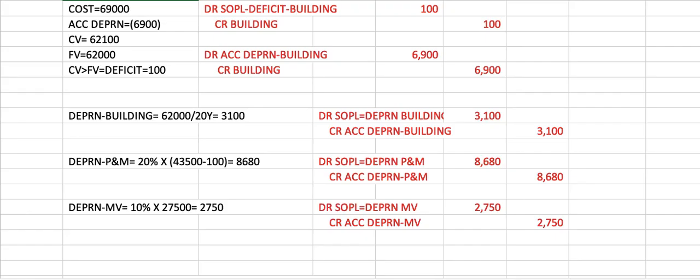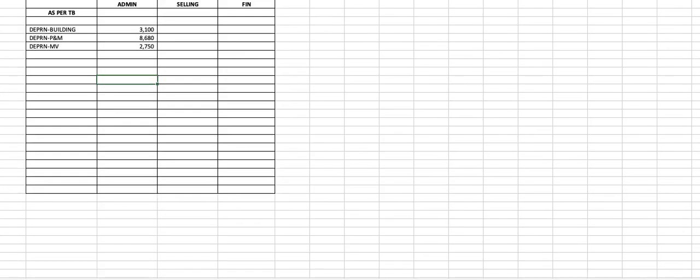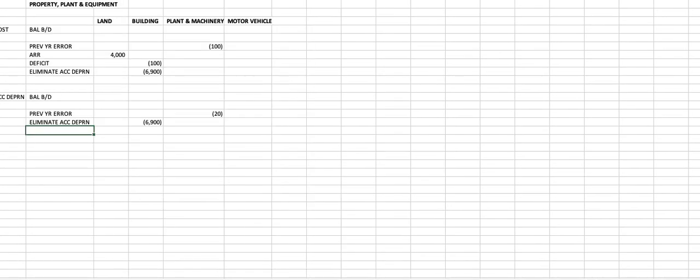So credit accumulated depreciation here means that you need to go to the notes. In the notes, there are three places you need to enter when you do depreciation. One, you put it here, and then you enter the debit depreciation here. Here it becomes credit accumulated depreciation. So building is 3,100, plant and machinery is 8,680, and then motor vehicle is 2,750.